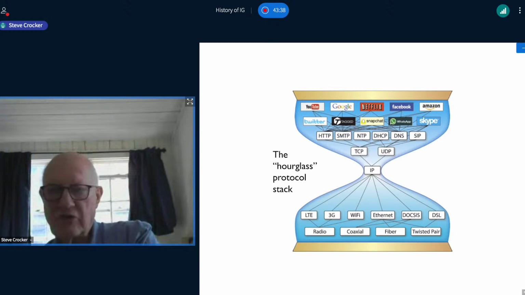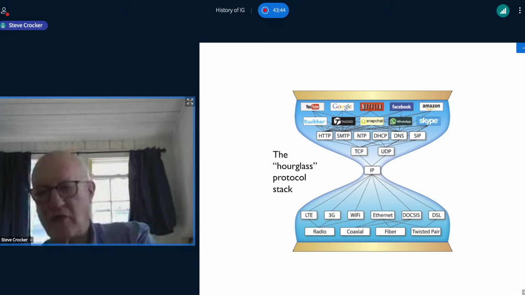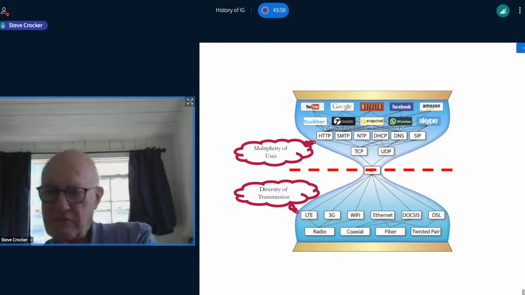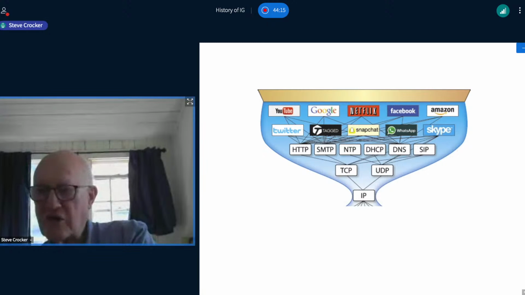One of the key things that emerged in the transition to the internet is the so-called hourglass model, in which there is a common protocol in the middle, the IP layer, and then a lot of room both above and below that for variation. Next slide. The stuff above is a multiplicity of uses, and the stuff below are a diversity of transmission mechanisms. And you see there radio and Wi-Fi and Ethernet and fiber and coax and etc. And above, you see all kinds of applications. Next slide. And focusing just on the top side of that.